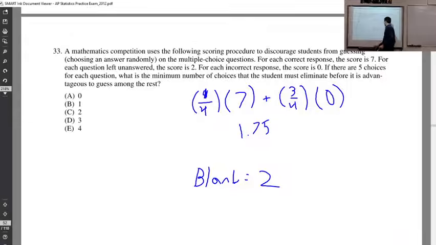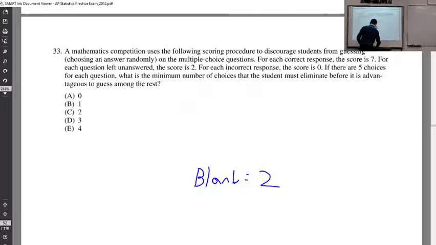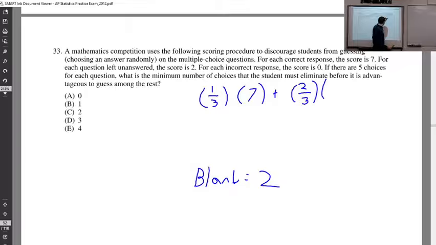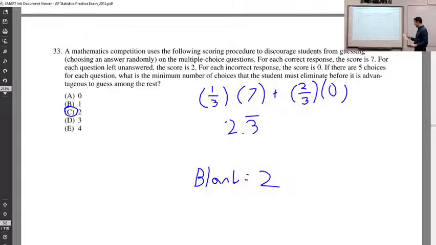And hopefully you can work ahead of me and get where this is going. Because if I eliminate another choice, and now I'm left between 3 possibilities, I have a 1/3 chance of guessing it right and getting 7 points, versus a 2/3 chance of getting it wrong and getting nothing. So that is 1/3 times 7. That's going to be 7/3, which is 2.3 repeating, which is now better than if I just guessed. So I need to get rid of 2 choices. How many must be eliminated before we're left with 3 choices, and then it's to our advantage to guess.